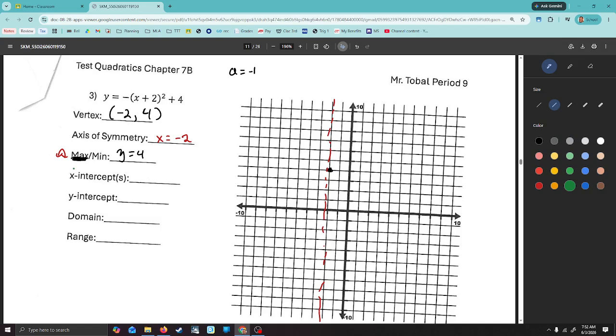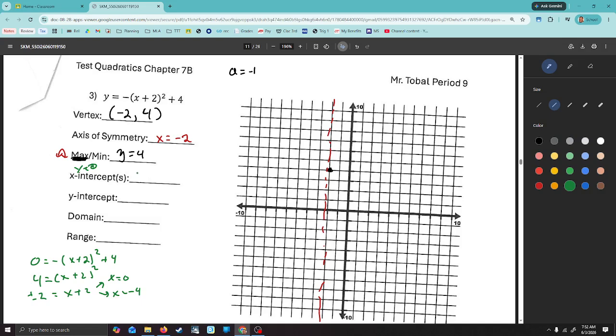To find the x-intercepts, you set y equals 0. So 0 equals -(x plus 2) squared plus 4. Minus 4 on both sides, then divided by -1. So I get 4 equals (x plus 2) squared. Square root both sides, plus or minus 2 equals x plus 2. We're going to do the math quickly. Minus 2 is going to be x equals 0. Minus 2 is going to be x equals -4.